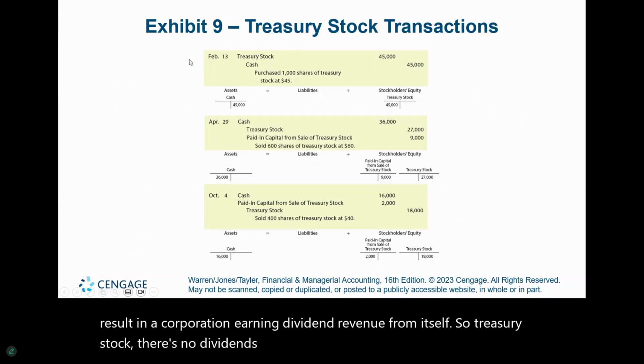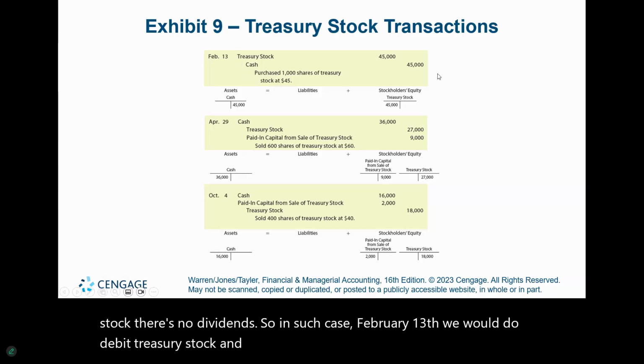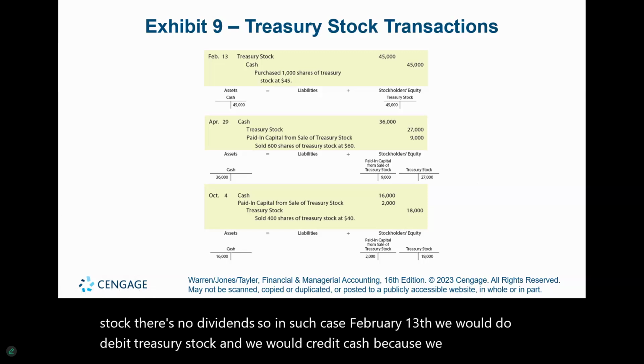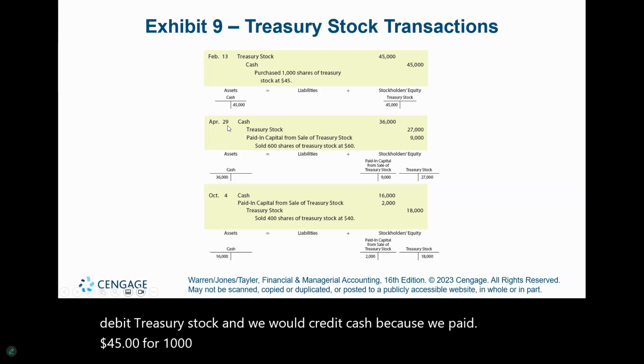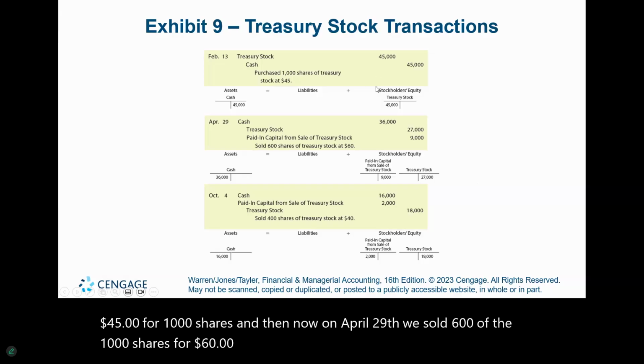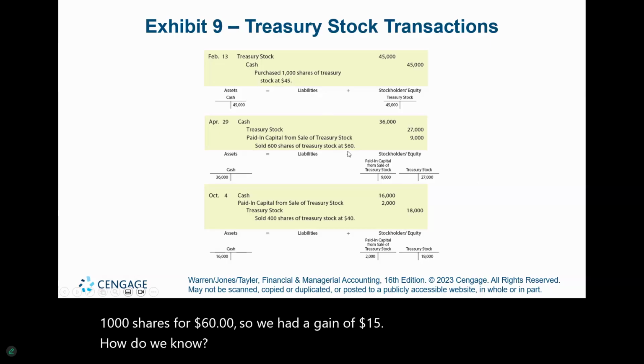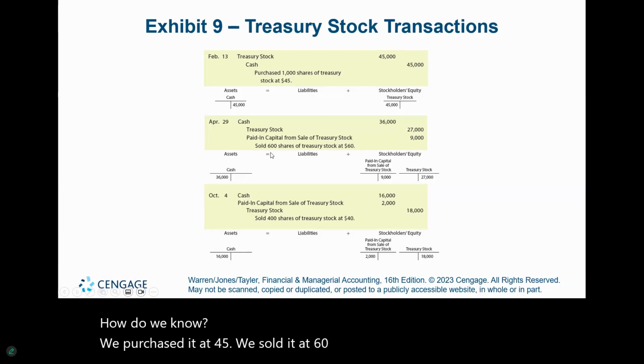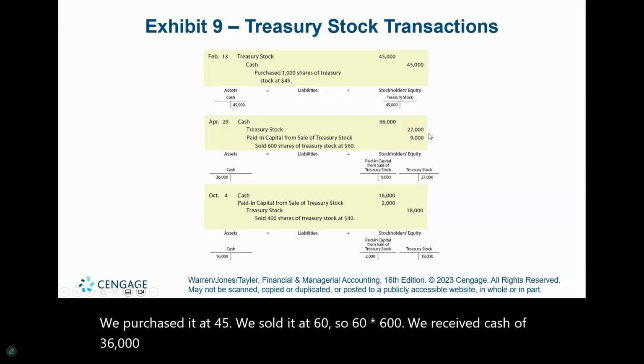So in such case, February 13th, what we would do, debit treasury stock, and we would credit cash because we paid $45 for 1,000 shares. And then now on April 29th, we sold 600 of the 1,000 shares for $60. So we had a gain of $15. How do we know? We purchased it at 45, we sold it at 60. So 60 multiplied by 600, we received cash of 36,000.